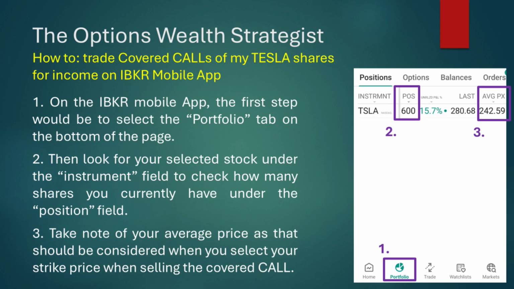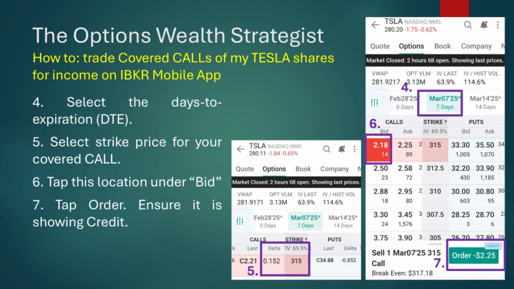Enter the Tesla options chain page by tapping the Tesla symbol, as shown. Construct your covered call in this options chain page. Start by selecting your preferred days to expiry, DTE. For me, I prefer weekly DTE for selling covered calls on volatile stocks like Tesla and Nvidia, for example.